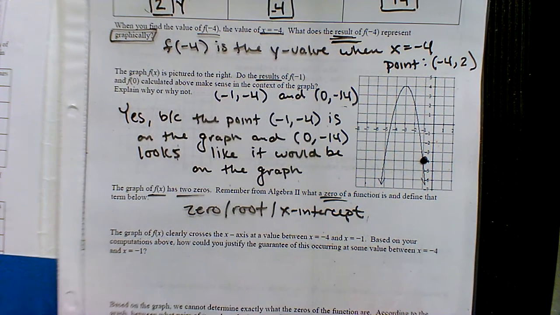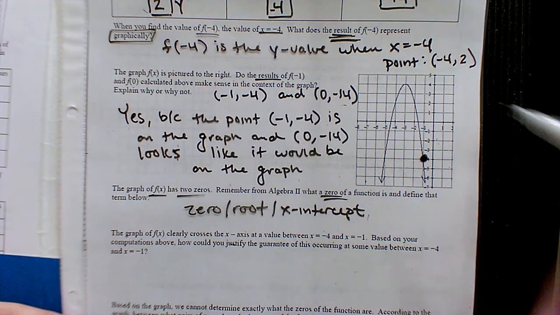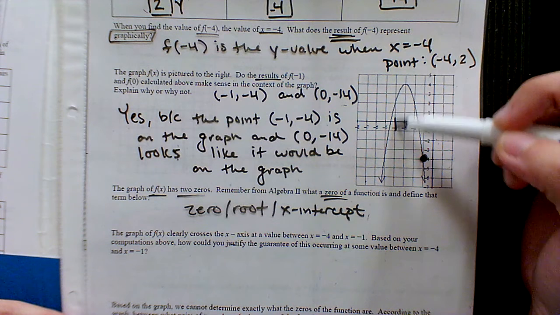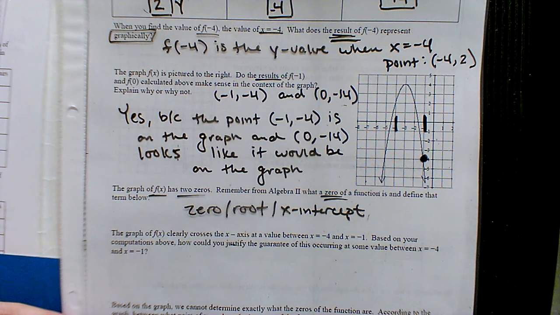All right, so speaking of x-intercepts, the graph clearly crosses the x-axis at a value between negative 4 and negative 1. So if you look on the graph, there's negative 4, there's negative 1. Notice how the graph touches the x-axis at some place in between those, correct? We can see that.